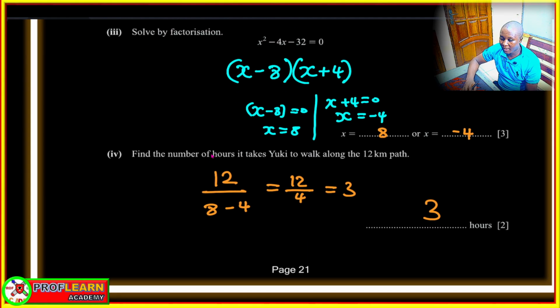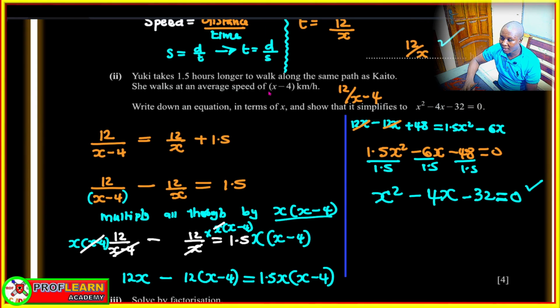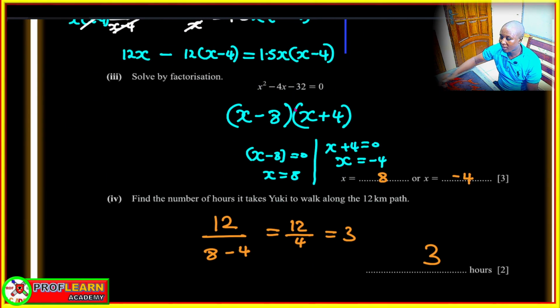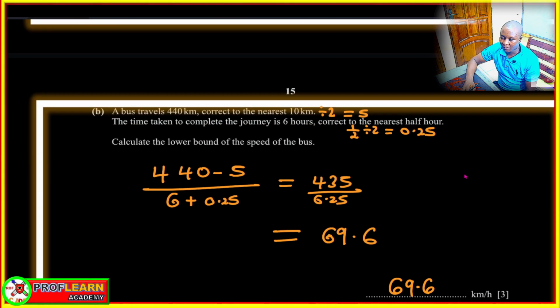Finally, find the number of hours it takes Yuki, so that's going to be 12 over 8 minus 4, because Yuki's speed was x minus 4, and we're going to take our correct value of x to be 8, because speed cannot be negative, so we are not going to take this as the speed, right? Then that's going to be 3 hours.